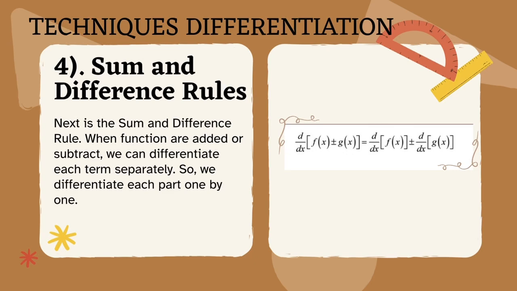Next is the sum and difference rule. When functions are added or subtracted, we can differentiate each term separately, so we differentiate each part one by one.